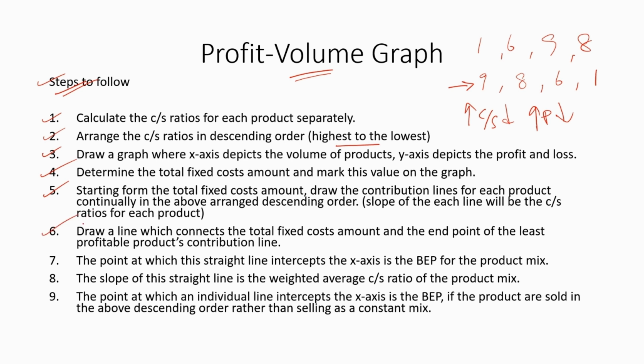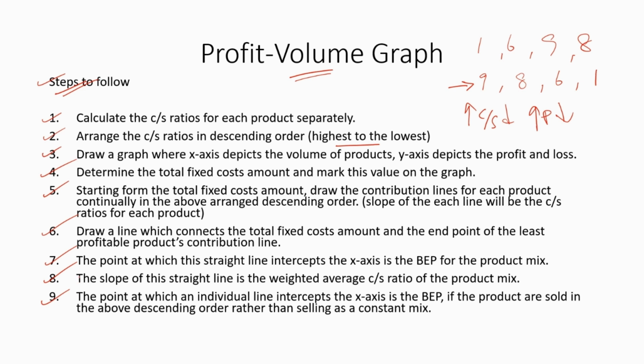And then draw a line which connects the total fixed cost amount and the endpoint of the least profitable product's contribution line. And then the point at which this straight line intercepts the x-axis is the break-even point for the product mix. The slope of this straight line is the weighted average CS ratio of the product mix. The point at which an individual line intercepts the x-axis is the break-even point if the products are sold in the above descending order rather than selling as a constant mix.